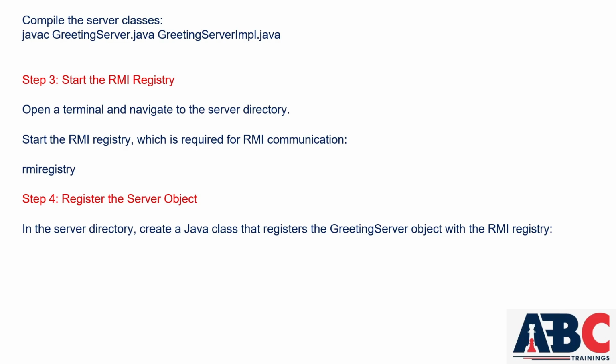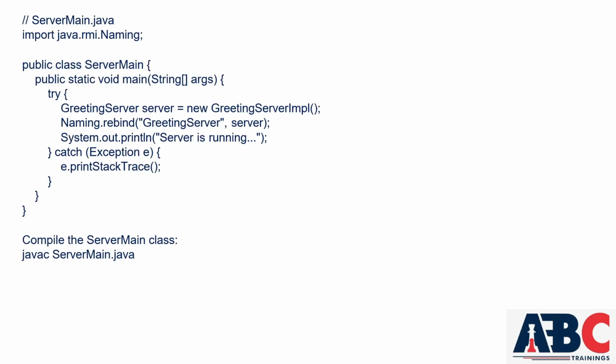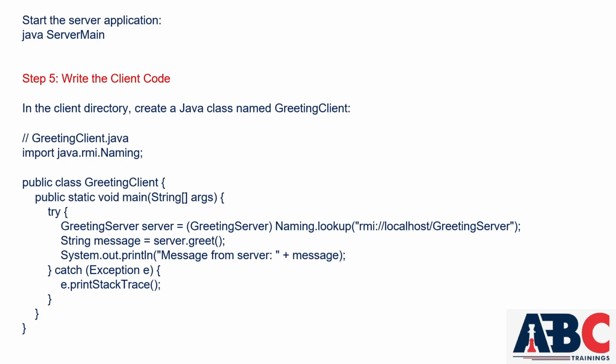Then register the server object. In this server directory, create the Java class that registers the GettingServer object with the RMI registry. Next step, we create ServerMain.java. In this class, we add the try-catch block. In the try block, we create the server object and call Naming.rebind with the server name. Then compile the ServerMain class, then create the client.